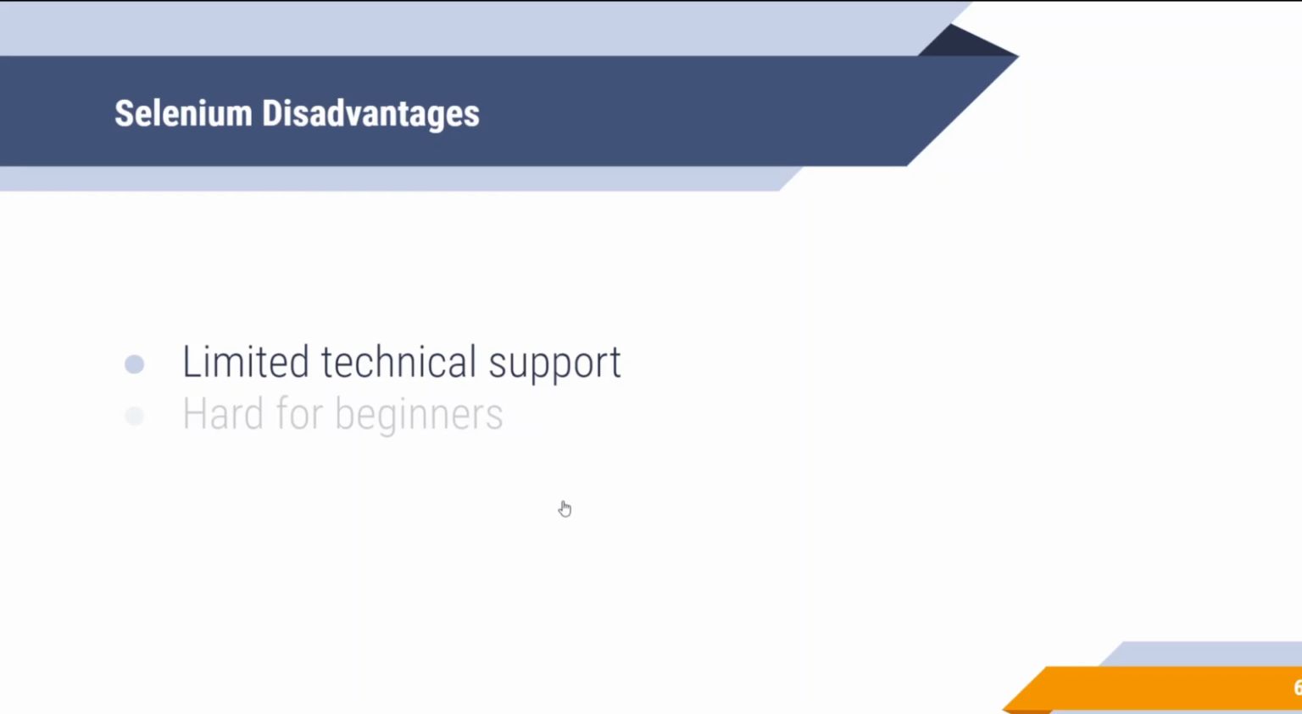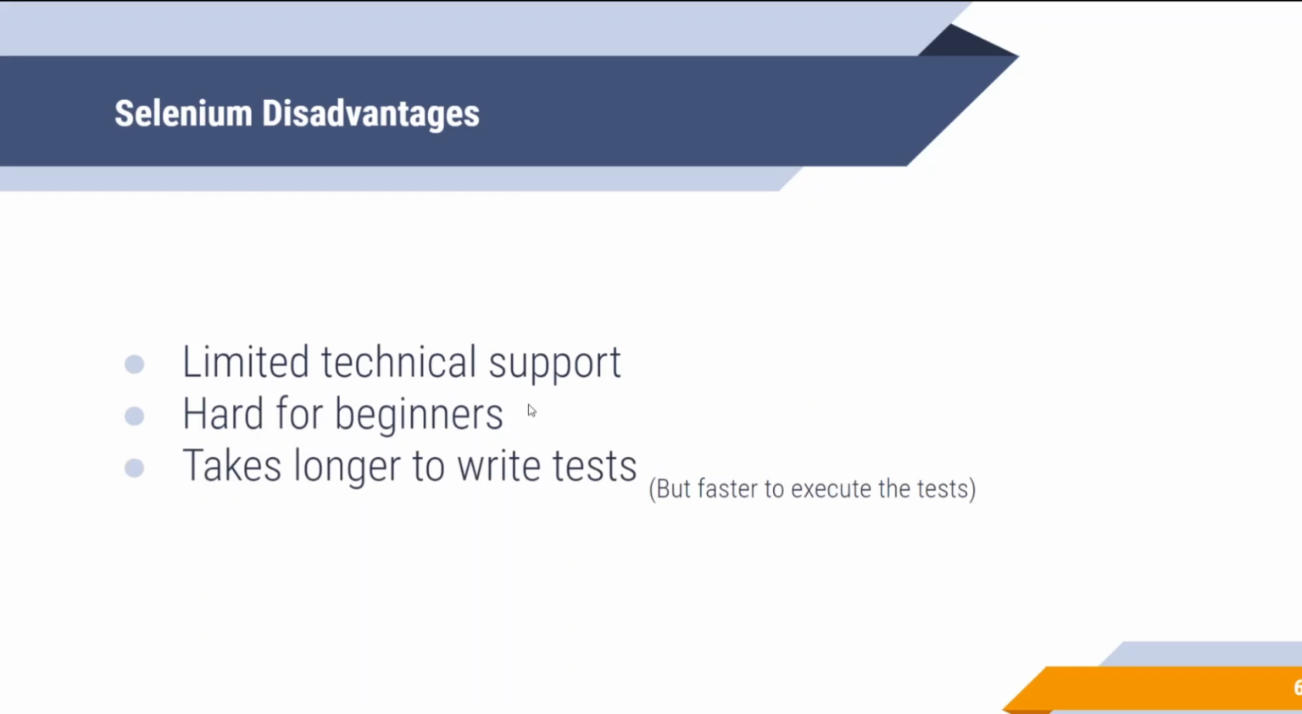And there are some disadvantages as well. You have limited technical support, because this software is open source, so you're probably not going to get much technical support if you need it. I don't want to assume this, but it can be hard for beginners, no matter how you define beginners. It can be tricky to learn, especially with harder languages such as Java and C Sharp. But today we are doing Python Selenium, so I'm assuming it's not going to be too hard for most of you. And if you want to write tests using Selenium, it's going to take longer. However, it's actually faster to execute the tests you wrote.